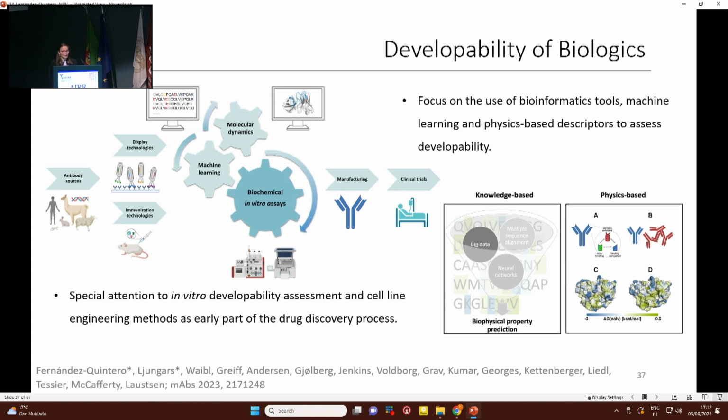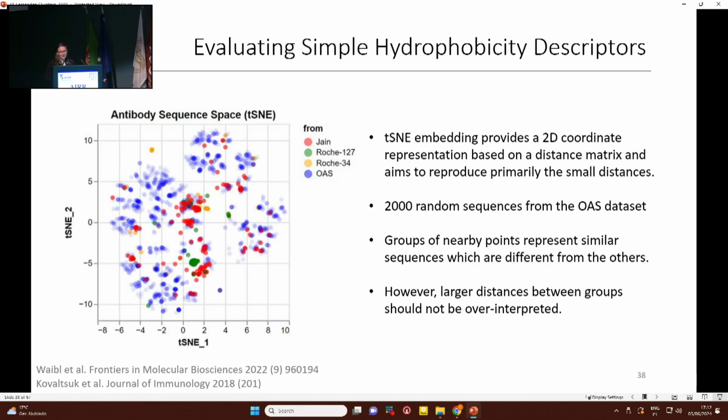Thinking about developability brings me immediately to hydrophobicity. Hydrophobicity is one key determinant for developability, and everybody uses a different hydrophobicity scale. So we wanted to see whether it depends on the problem you're looking at, which hydrophobicity scale you should use. On the one hand, we had 3 data sets available: one publicly available data set from Jain et al., and 2 proprietary data sets from Roche.